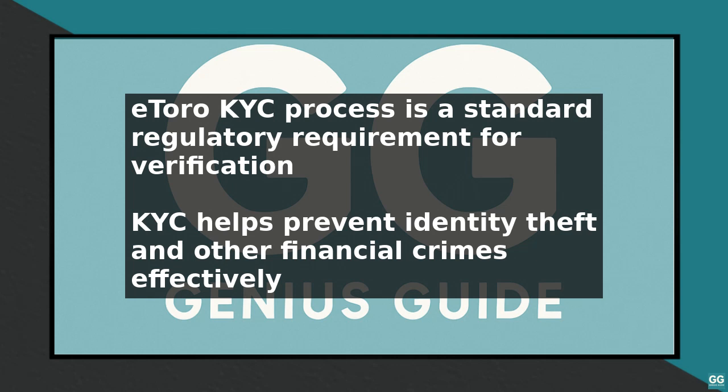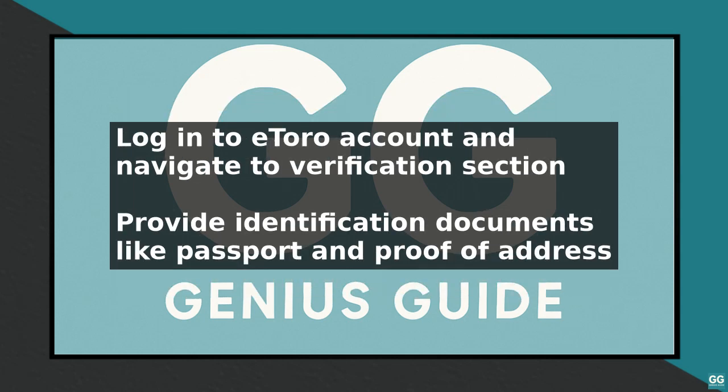To start the KYC process on eToro, log into your account and click on the profile icon. Then, navigate to the verification section. You will be prompted to provide identification documents, which typically include a valid government-issued ID, such as a passport or driver's license, and a proof of address document, like a utility bill or bank statement.